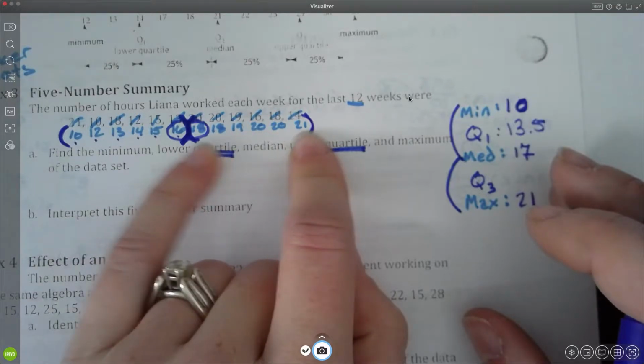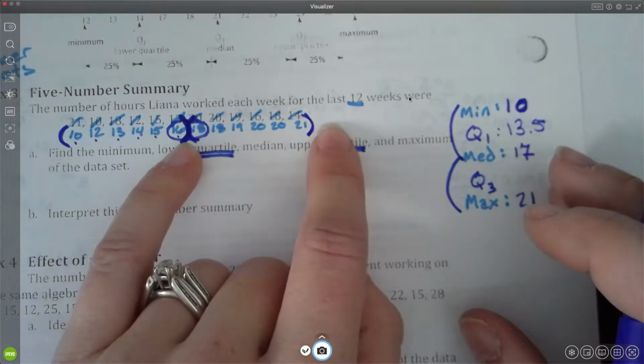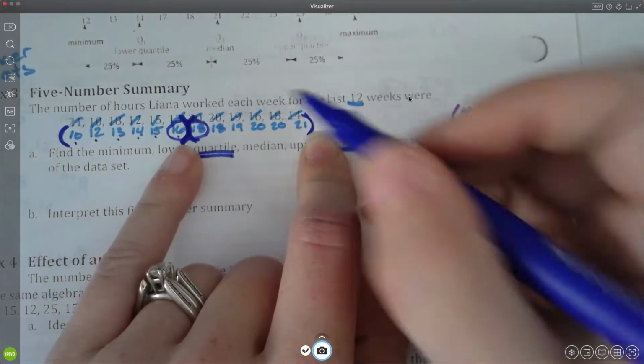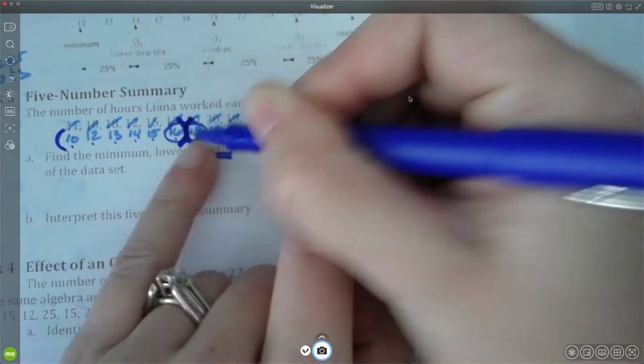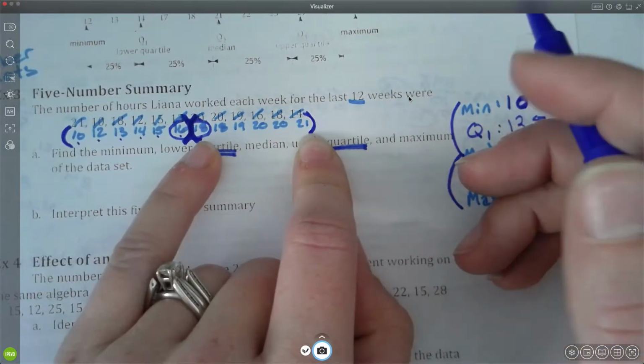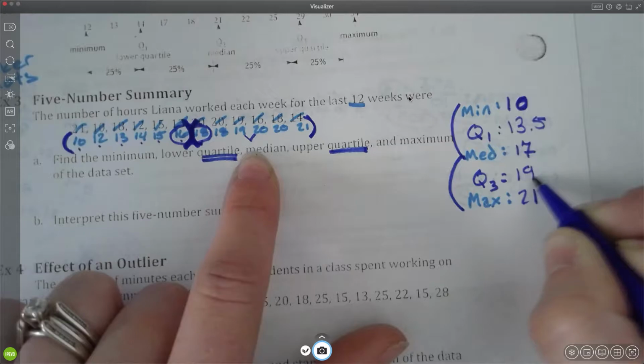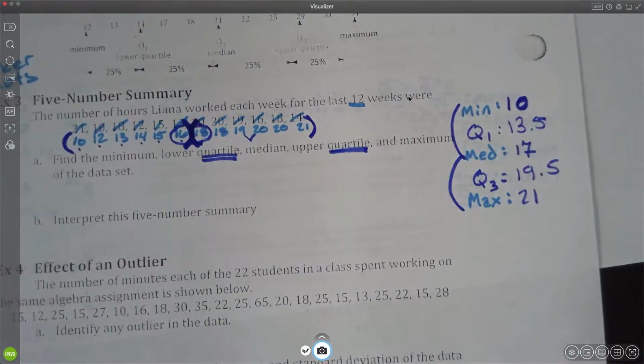18 to 21, is there an exact middle number there? This 18 to that 21. There's 6 numbers. The middle of them is 19.5, okay? Now, the box and whisker plot is going to look like this.